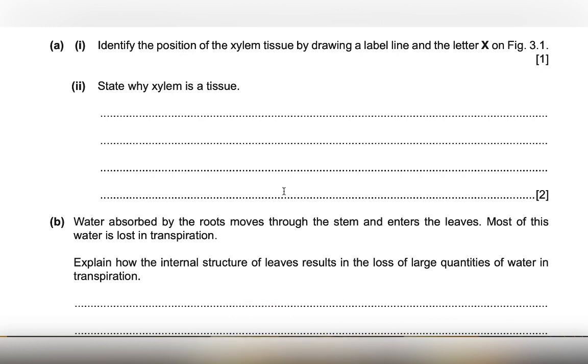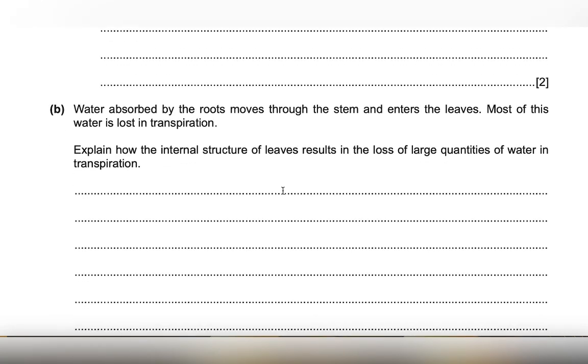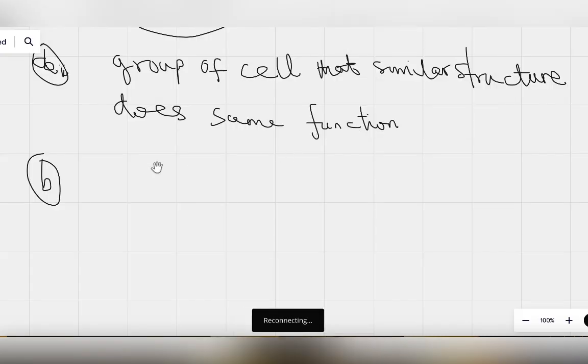Water absorbed by the roots moves through the stems and enters the leaves. Most of this water is lost in transpiration. Explain how the internal structure of the leaves results in the loss of a large quantity of water in transpiration. Now let's take a look at the internal structure of the leaf and the role it plays in the loss of water during transpiration.